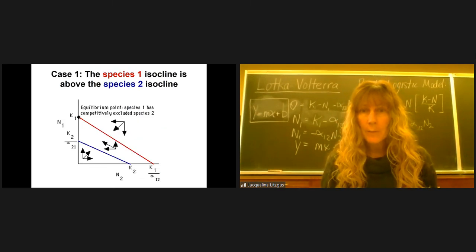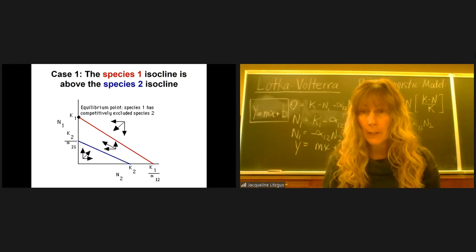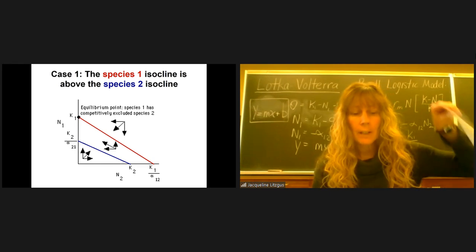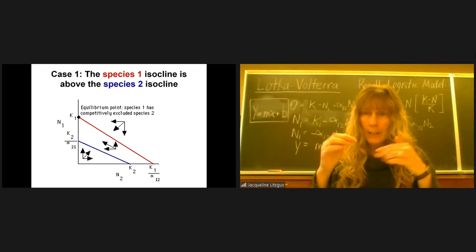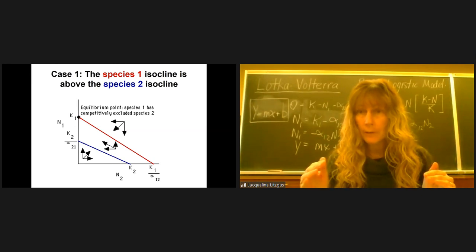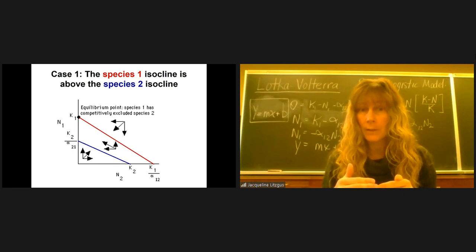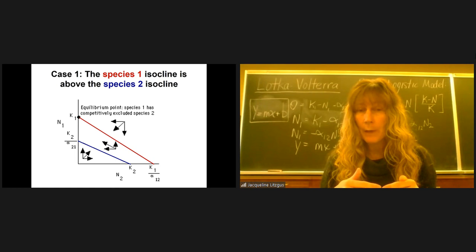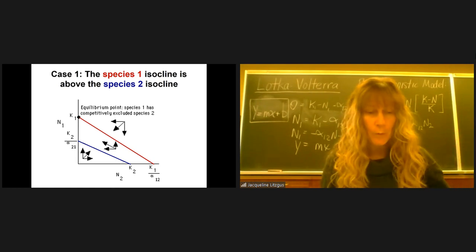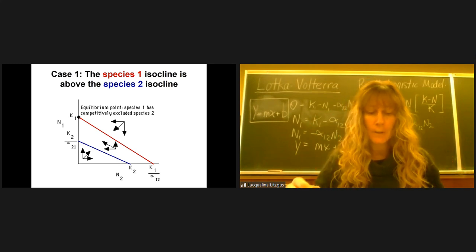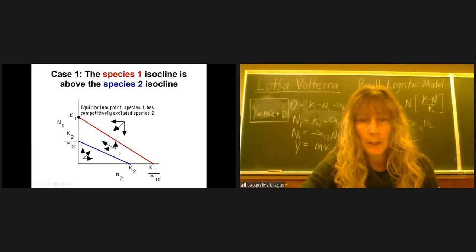Case one is when species one, the red isocline, is above species two, the blue isocline. I showed you how we can use the arrows to talk about how an individual species is growing. Now we're going to put it together and talk about how both species are growing in different pieces of the state space graph. When just species one was shown, we divided the state space graph into two pieces. But now with both species plotted, the state space graph has been divided into three pieces.